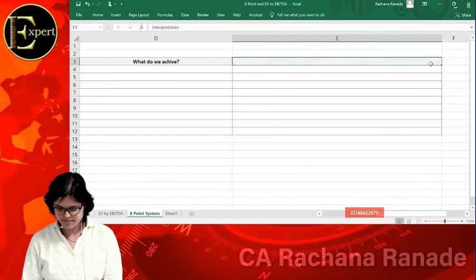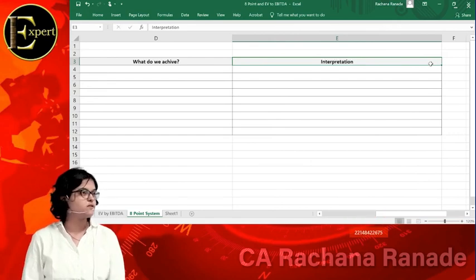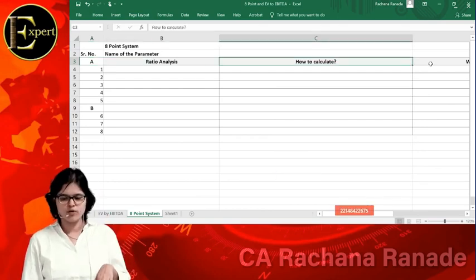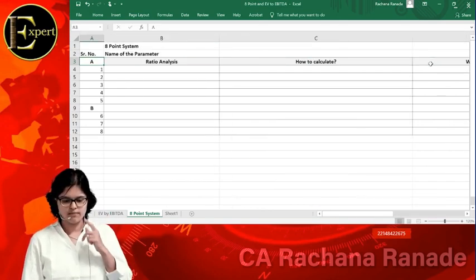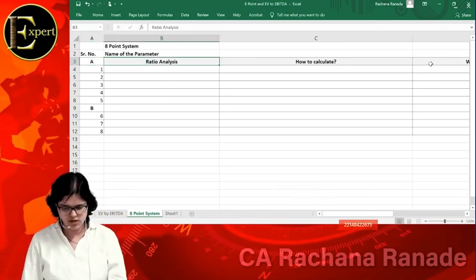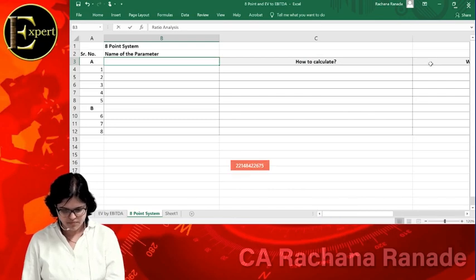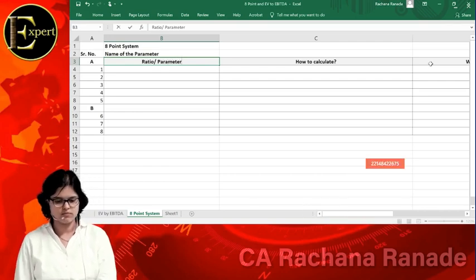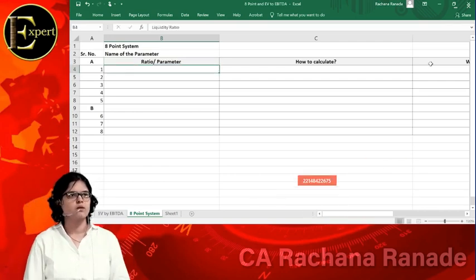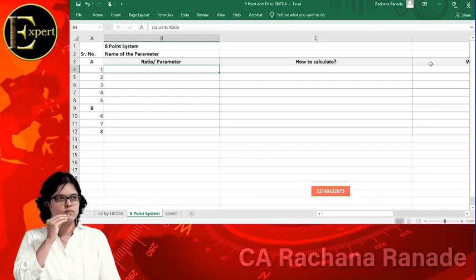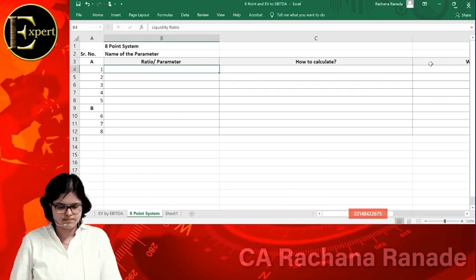What do we achieve? And interpretation. Okay. So just one serial number and 4 major points. So if you can make this a columnar one, serial number, which ratio or which parameter, this is actually a ratio, or instead of writing ratio analysis, a better word is ratio slash parameter. Ratio or parameter.